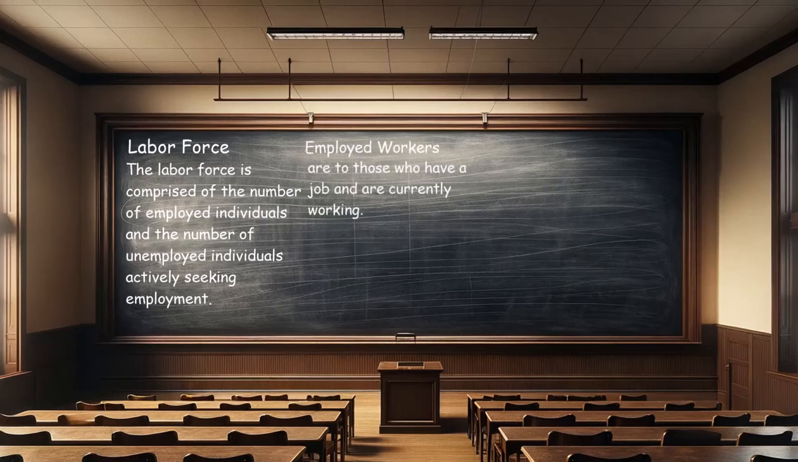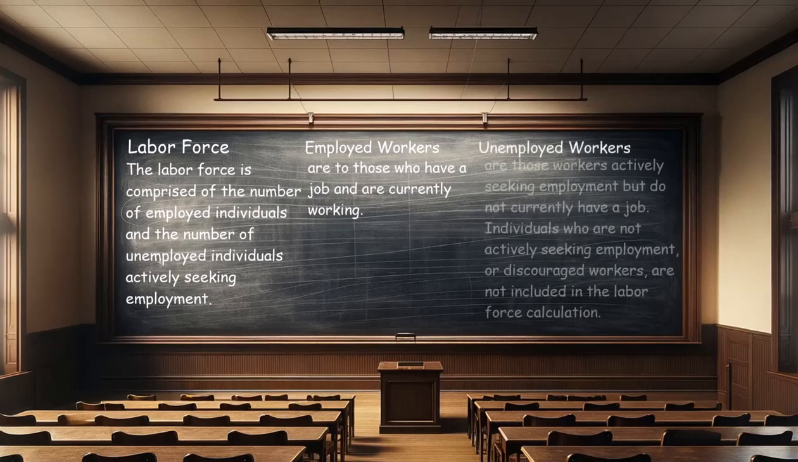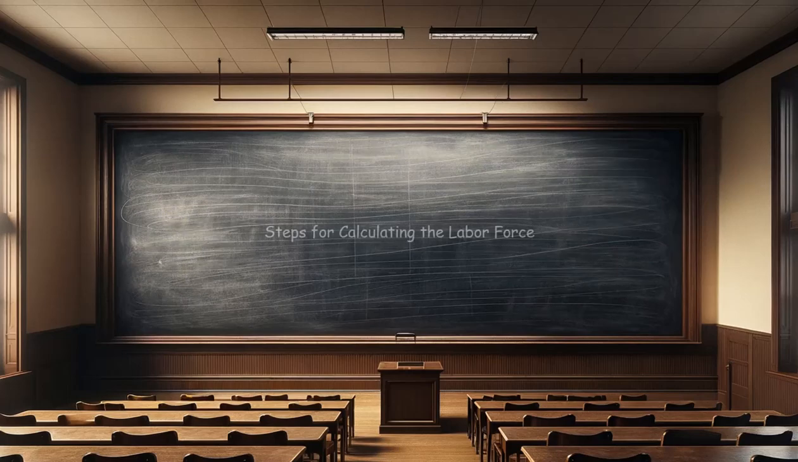The number of employed workers refers to those who have a job and are currently working. The number of unemployed workers represents those workers actively seeking employment but do not currently have a job. It's important to note that individuals who are not actively seeking employment or discouraged workers are not included in the labor force calculation. By adding the number of employed workers and the number of unemployed workers together, we can determine the labor force.